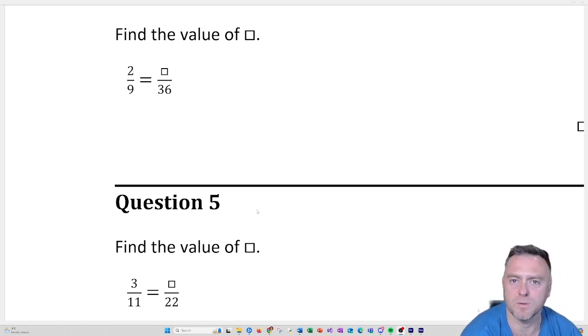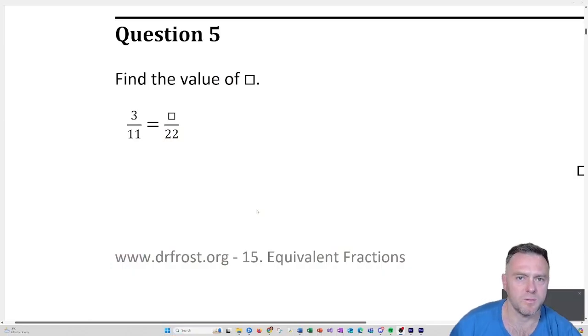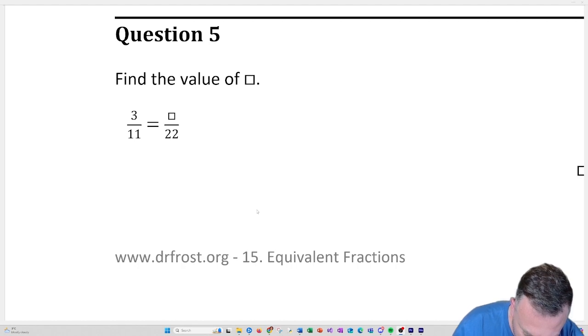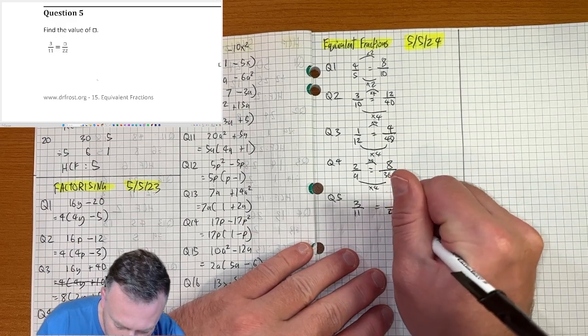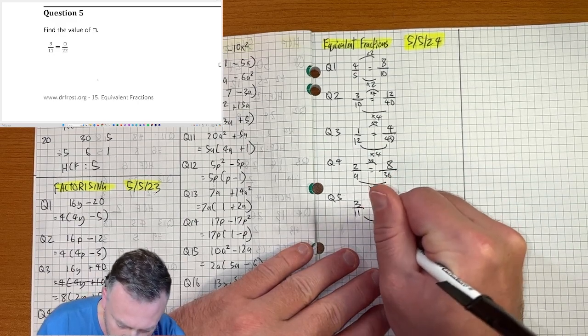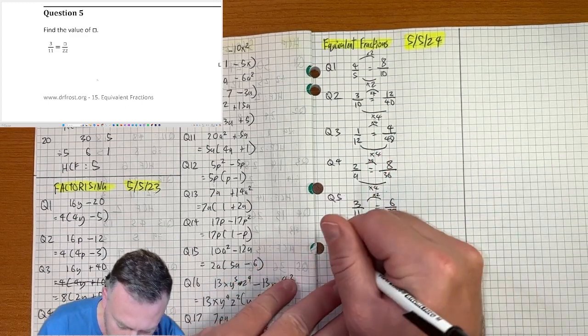Question 5. So we've got 3/11 is equal to something over 22. So times in the bottom by 2. We're going to times this top by 2. I'm going to get 6/22.